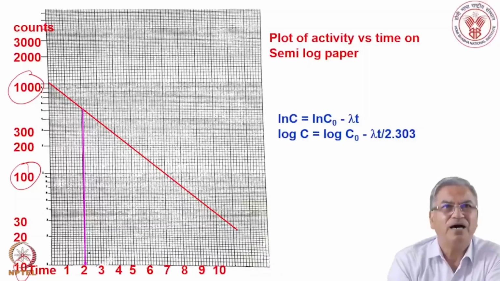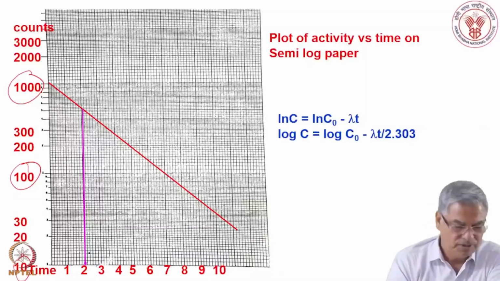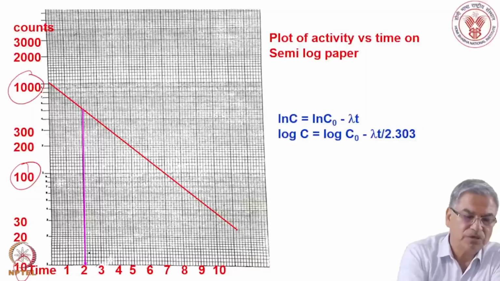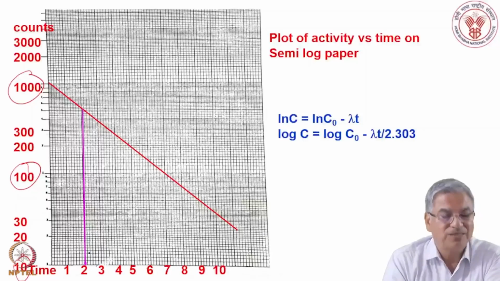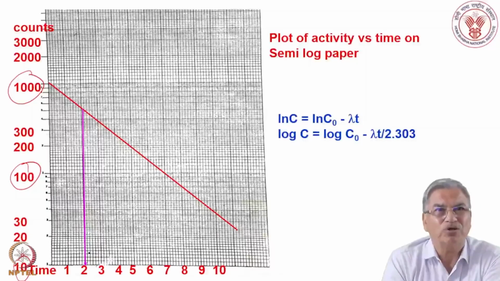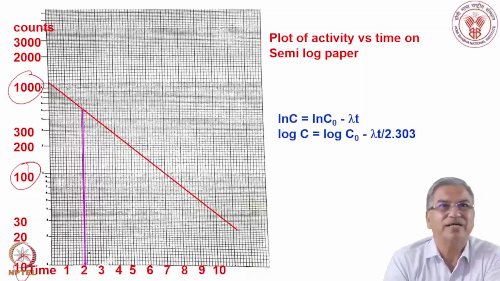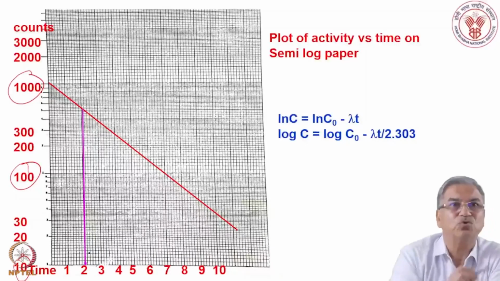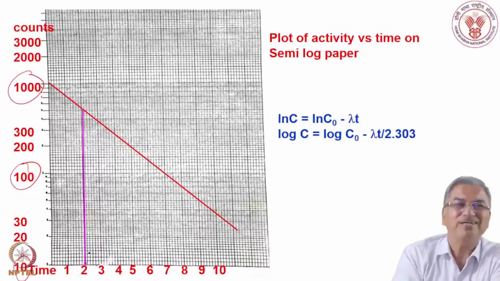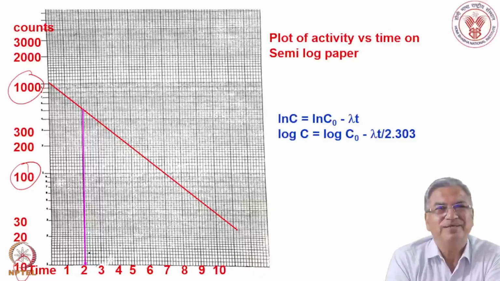You can plot the data over 3 orders of magnitude: 10 to 100, 100 to 1000, 1000 to 10,000, and so on. When you plot the counts on this scale, you don't have to convert the counts into log, because the scale is adjusted like that. When I say 100, the next point is 200, 300, 400, and so on. When you have 1000 here, then you have 2000, 3000, and so on. If you understand how to use a semi-log paper, activity data handling is very, very simple.